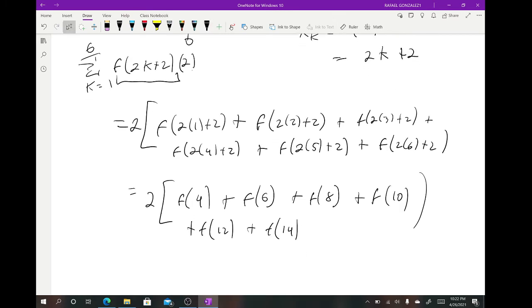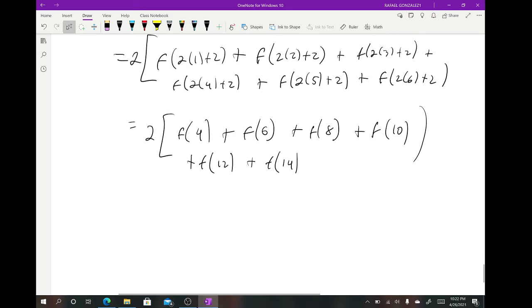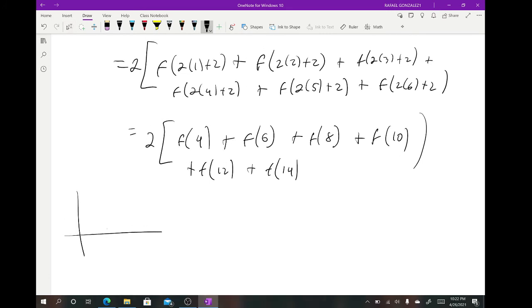Okay? And this should make sense, because if you draw it, let me just quickly draw it. Remember, our left endpoint is 4, and we end at 16. And our width is by 2s. So the last point should now be 14 instead of 16, and the first point should be 4 and not 6. So that should always make sense. If you draw it, you'll always be able to see it and verify your work.